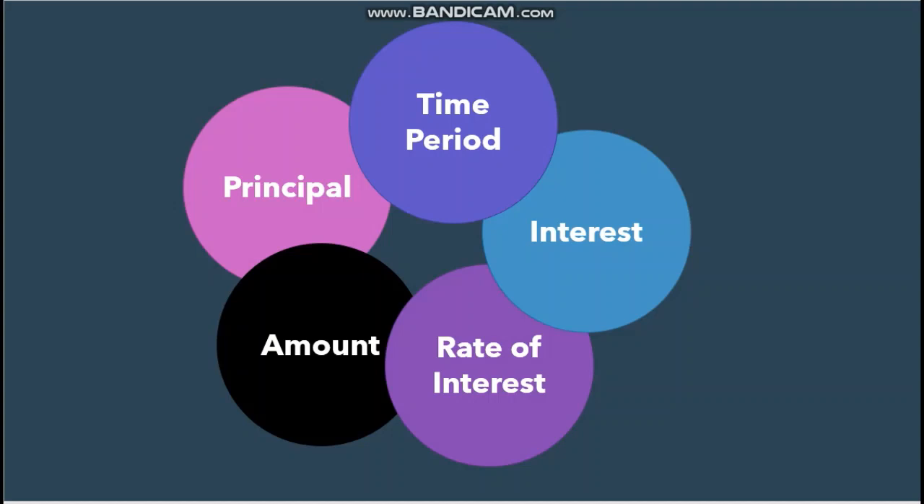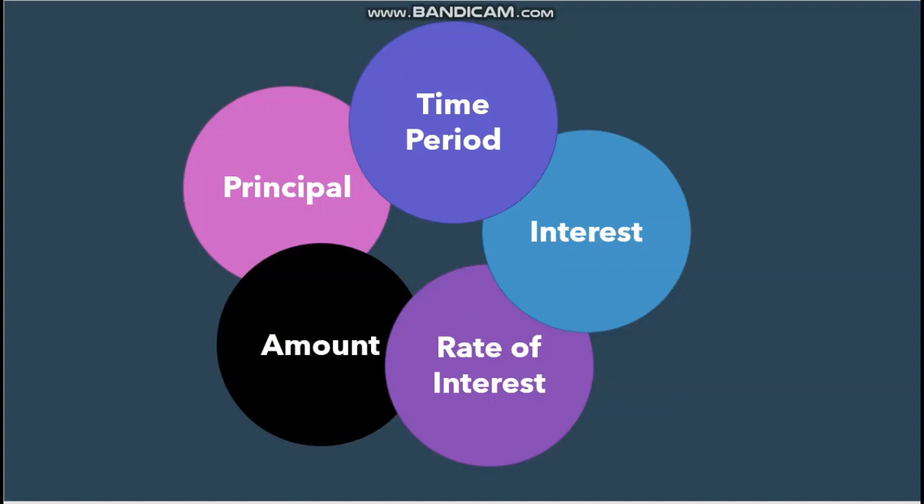Now, time period. Time period is the period for which you have either given money to someone or you have borrowed money from someone. Now the next is interest. If you borrow money from somewhere else or lend money to some other person, you will not lend it for free. If you have lent some amount, you will take some extra amount when the person pays back. That extra amount is known as interest.